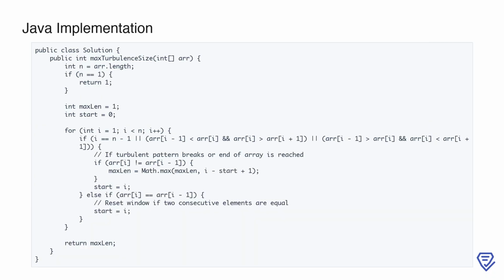This is the Java implementation of the longest turbulent subarray problem. It mirrors the logic from the Python solution, with adjustments for Java syntax and type declarations. Key points include using Math.max for comparisons and handling array bounds carefully. The solution efficiently identifies turbulent subarrays in O(n) time complexity.